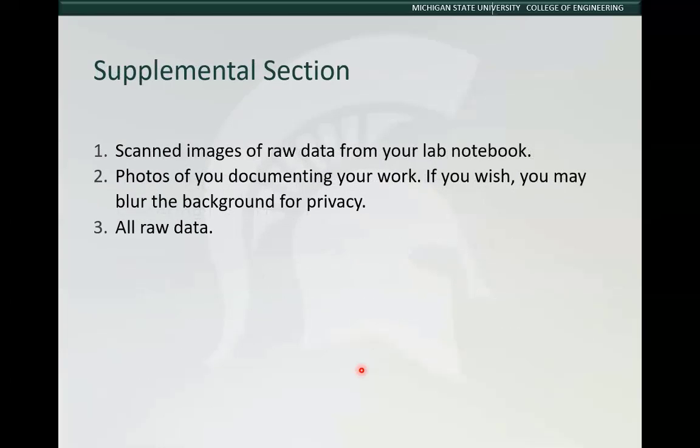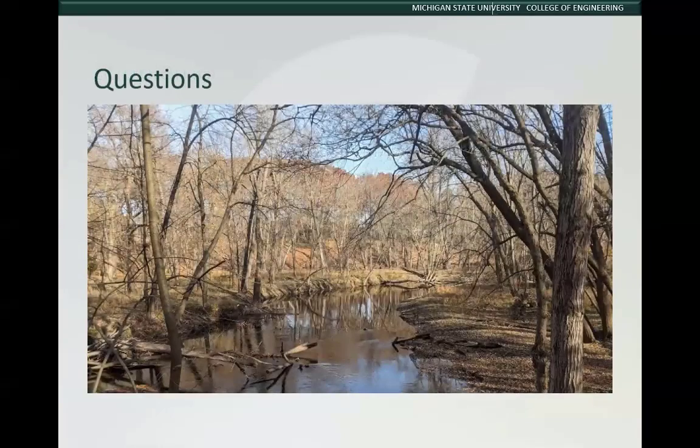Supplemental section is the same as always. And any questions?